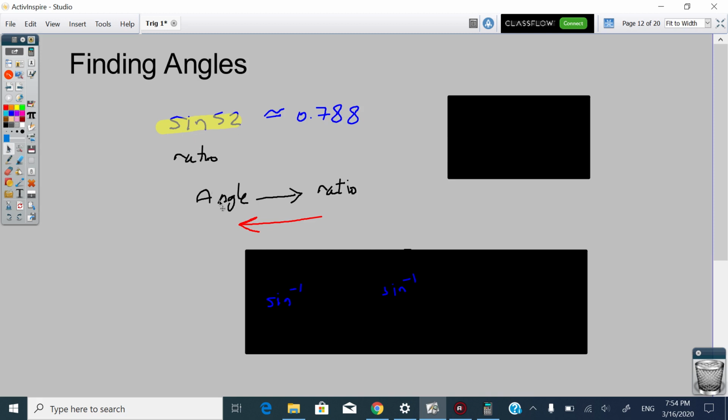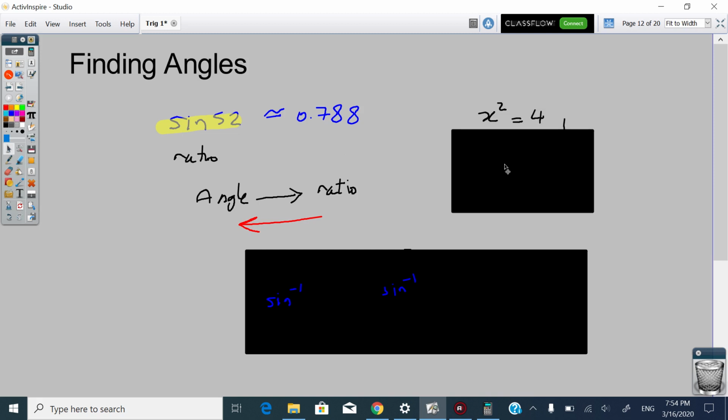What we have done so far is that starting from the angle, we got the ratio. Now, what if we have the ratio? How can we go back to the angle? So we are thinking about a reverse process. And we have seen reverse processes.